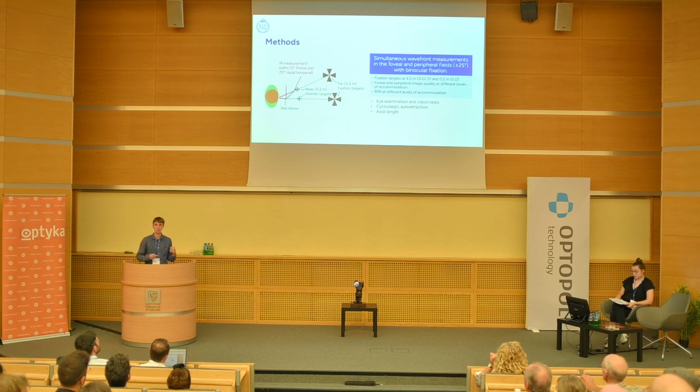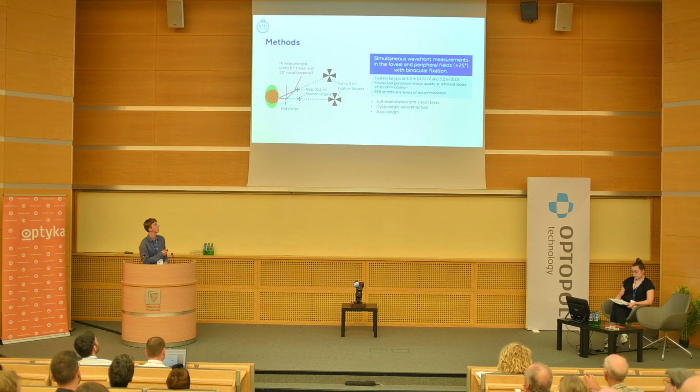In order to measure peripheral image quality with accommodation, we have a custom-built dual-angle wavefront sensor. It has two wavefront sensors, so we can measure two visual fields at the same time. We choose to measure foveal and either 25 degrees horizontally, nasally or temporally, at the same time. The kids fixate binocularly through a hot mirror on fixation targets, placed either 4.5 meters away or 20 centimeters away, and either to the left side or right side, depending on whether we want to measure the nasal or the temporal visual field.